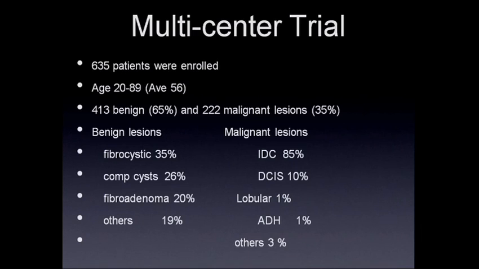We performed a multicenter trial using strain elastography. It was done at 6 international sites. We enrolled 635 patients with an average age of 56. We had approximately 65% benign lesions and approximately 35% malignant lesions, and we chose all comers. These were all patients who were scheduled for an ultrasound-guided biopsy, and as you can see, we have a normal distribution of pathology.